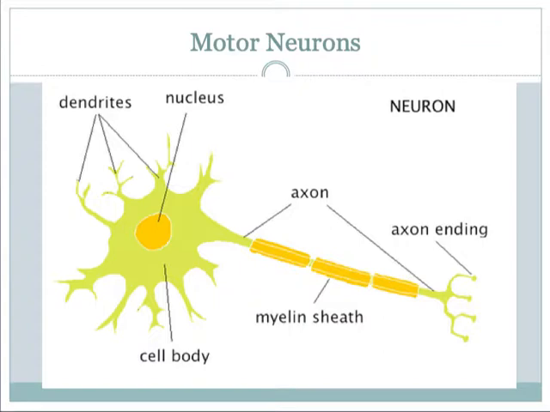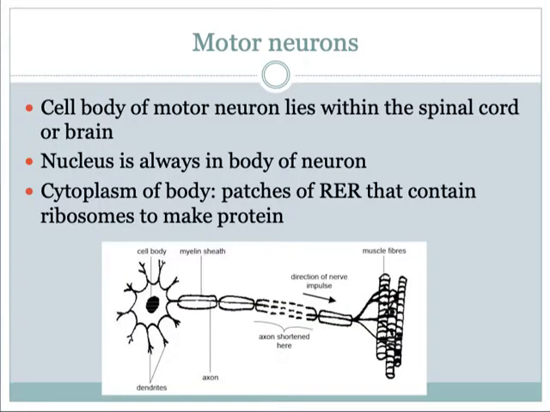This shows the structure of a mammalian neuron. This is a motor neuron in particular, which transmits impulses from the brain or the spinal cord to a muscle or a gland. So the cell body of a motor neuron is within the spinal cord or the brain, and the nucleus of a neuron is always in its cell body. Sometimes you can see dark specks in a microscope in the cytoplasm, and these are small regions of rough endoplasmic reticulum that, as you know, synthesize proteins.